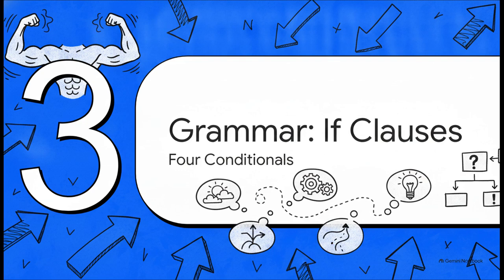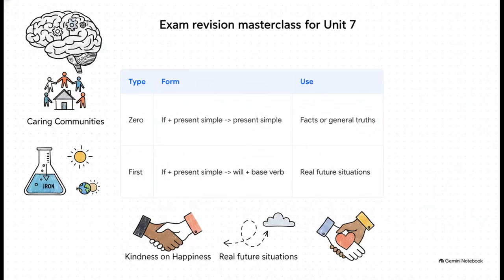All right, take a breath and shake it out because we are moving into Section 3, Grammar, Mastering the 4 Conditionals. Focus closely here, grab a pen if you need to, as this is, without a doubt, the biggest technical topic of Unit 7. Let's start with the first 2 types, which are rooted in reality.